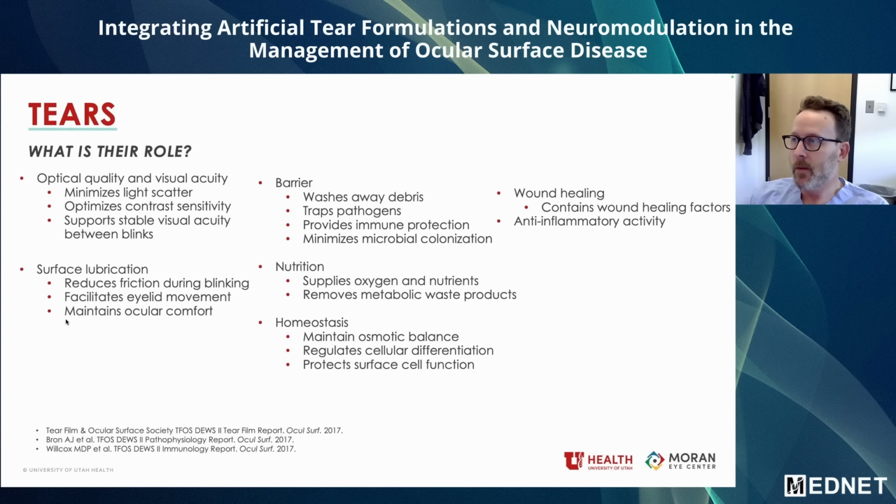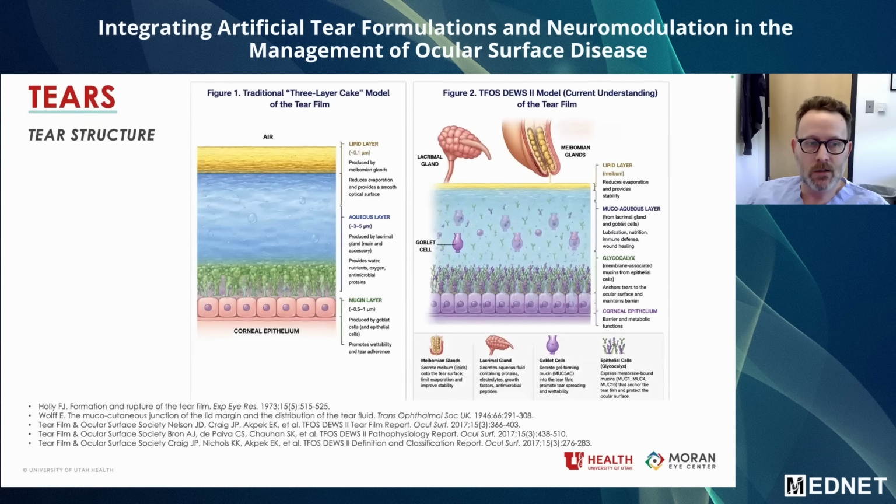They also are an important barrier to pathogens. They provide nutrition to support cells on the surface of the eye. They maintain the osmotic balance of the surface of the eye, and they actually play a really important part in wound healing if your eye is ever injured or you ever have a corneal abrasion. So tears are kind of a remarkable thing that are often unappreciated by people who don't obsess with them every day, like us ophthalmologists.